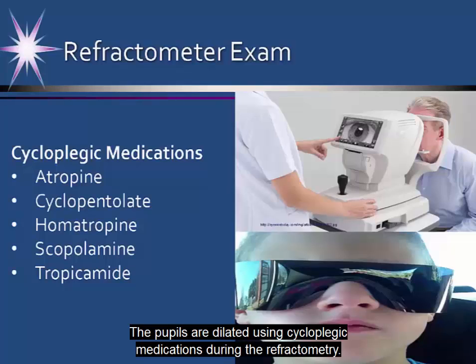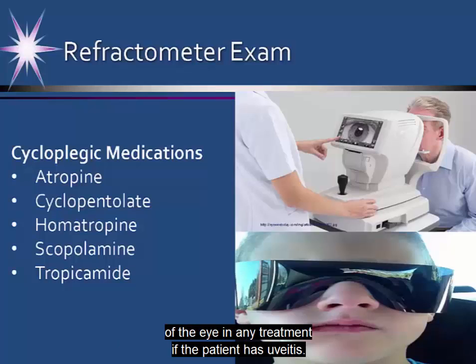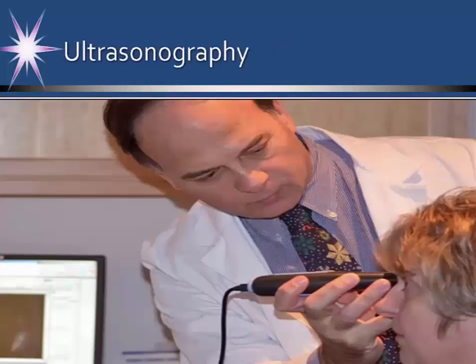The pupils are dilated using cycloplegic medications during the refractometry. Meds are used to paralyze the ciliary muscle in order to determine the true refractive error of the eye and for treatment if the patient has uveitis. The pupil dilation will last several hours and cause photophobia.